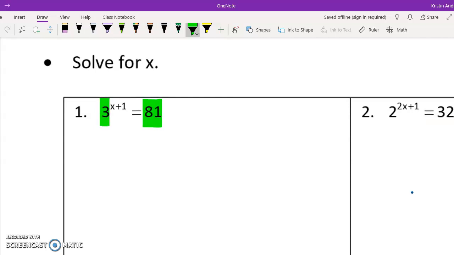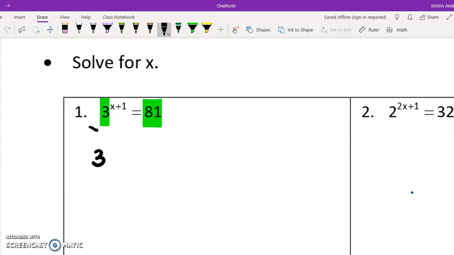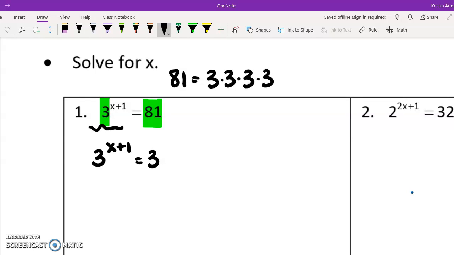So if we're looking at those two, can we write those both as a power of the same number? And the answer to that is, of course, yes. We can write these both as a base 3. So this one here on the left is just 3 to the x plus 1. We don't have to do anything with that because that's already in the common base. But the 81 we need to write as a base 3. So 81 is 3 times 3, that's 9, times 3 is 27, times 3 is 81. So that's 3 to the 4th power.